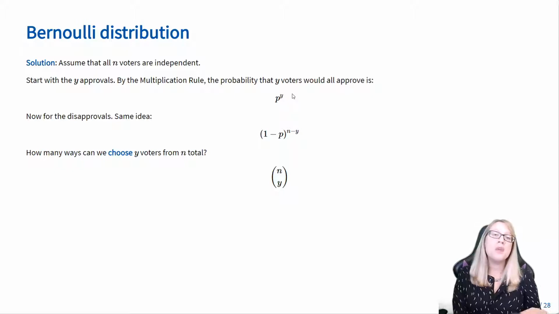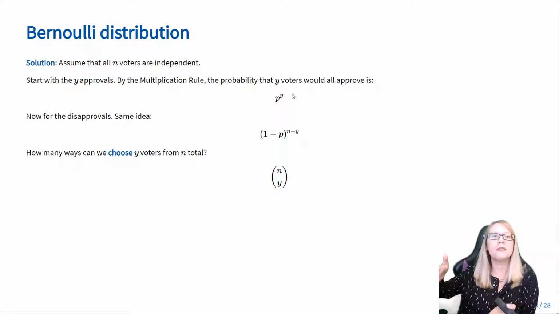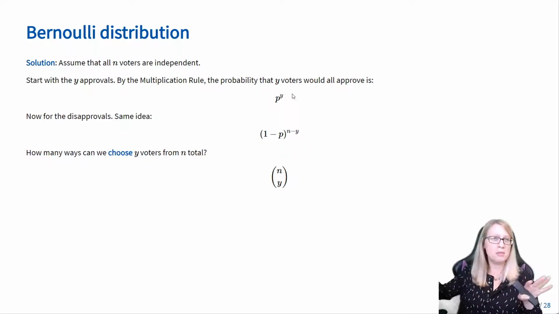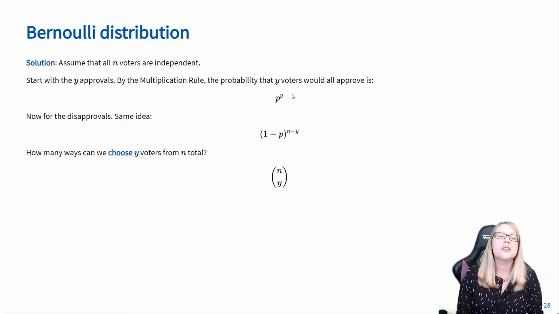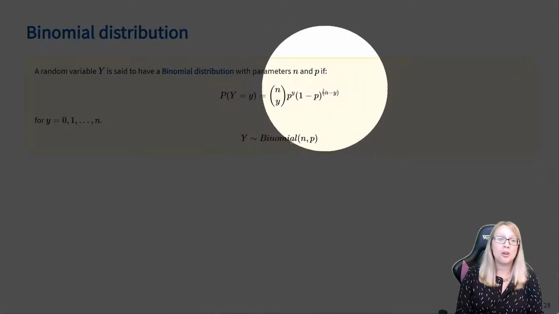Now, how many ways can that occur? It could be that the first y people asked in a row might all approve. It could be that the first person disapproves, and the next y people approve. The y's could even be more interspersed. So how many ways can we choose? Well, we've got a combination. The order doesn't necessarily matter. We just need to know how many ways to shuffle this. So n choose y is the number of ways this can occur. When you multiply all of these together, you get the binomial distribution.